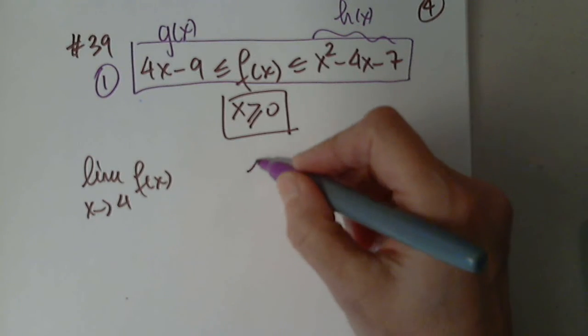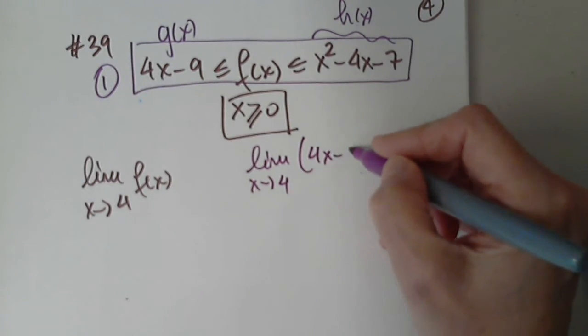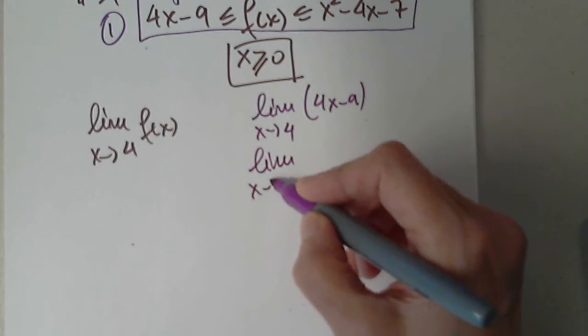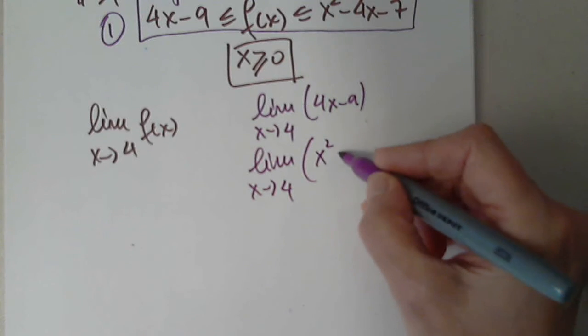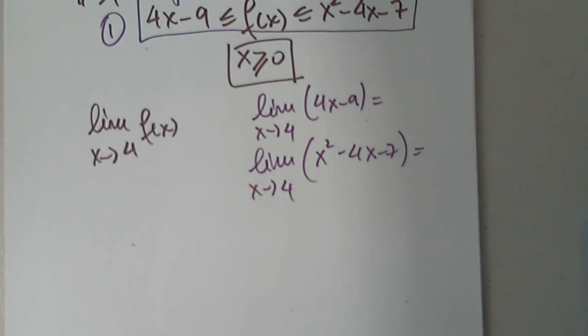All I have to determine now is the limit as x approaches 4 of 4x minus 9, and the limit as x approaches 4 of x squared minus 4x minus 7. If these two limits exist and they are the same, then I have my answer. If they don't exist or they're not the same, the squeeze theorem is not applicable.